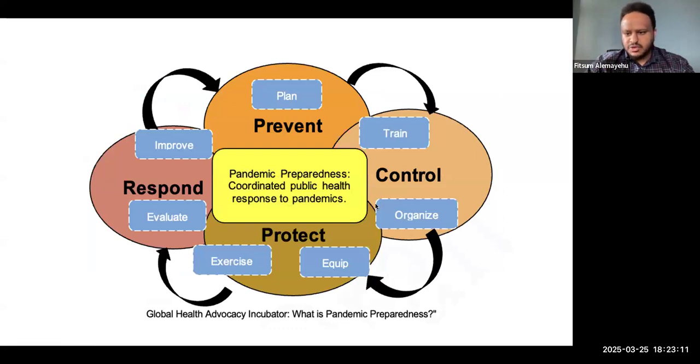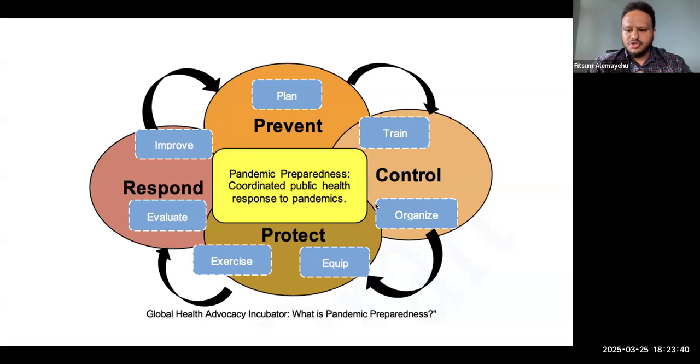So I think this will also give us a more comprehensive understanding of what PPR should be. So as you can see on the diagrams, we have the 4 different circles: the prevention, the control, the protection, and the response. These are the basic elements of pandemic prevention and response. And to make sure that communities are well involved and coordinated, we need also communities to be part of the different elements in the response.